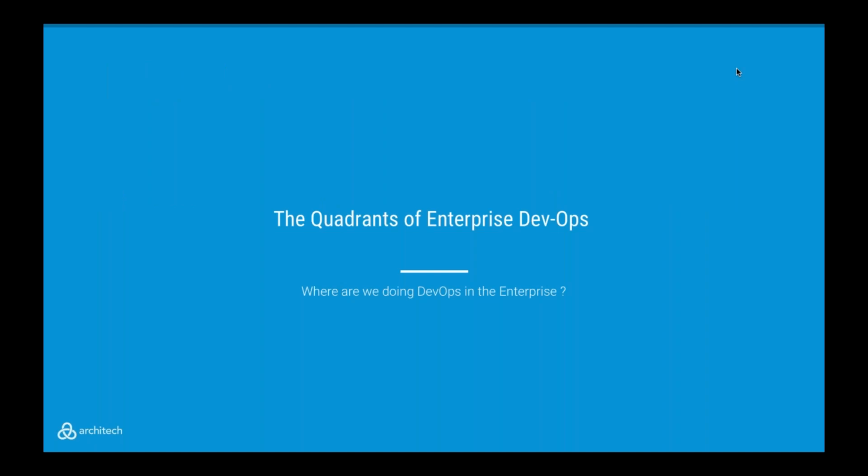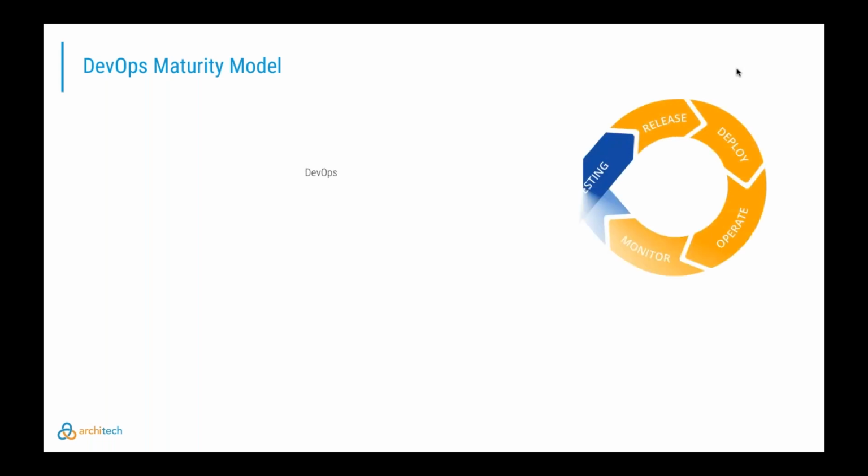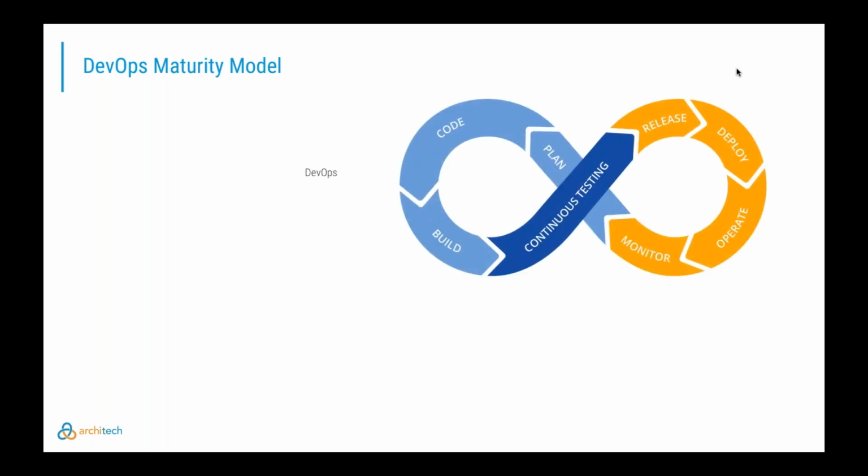CloudBees have this amazing concept of the quadrants of enterprise DevOps. I'm going to go through a quick review of it, just in case some of you are not familiar with it. It is actually a very valuable tool for us to understand and to guide our conversation going forward when we talk about DevOps in an enterprise. So this is DevOps as we know it. This is how we see DevOps in probably every brochure or document outside: planning, monitoring, operation, code, testing, and continuous releasing and deploying.